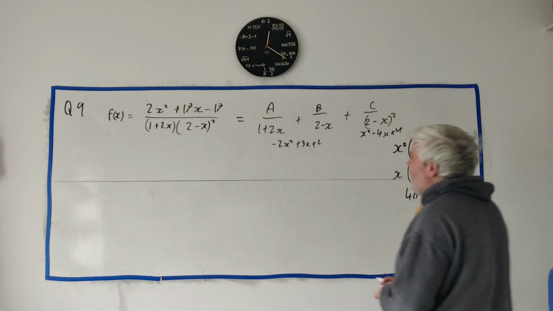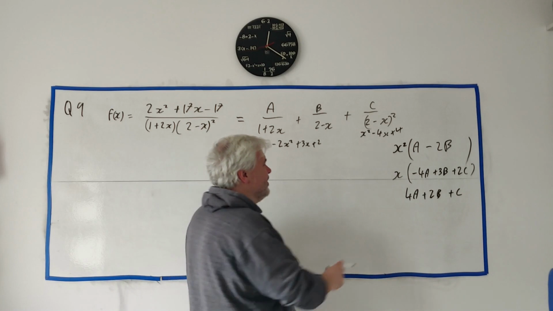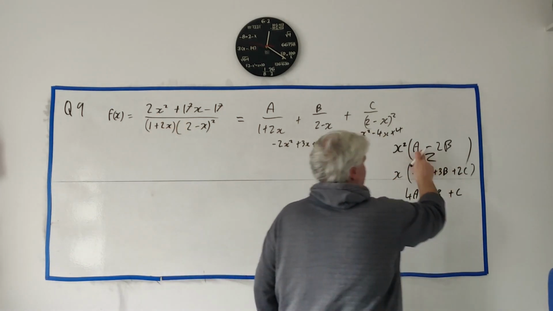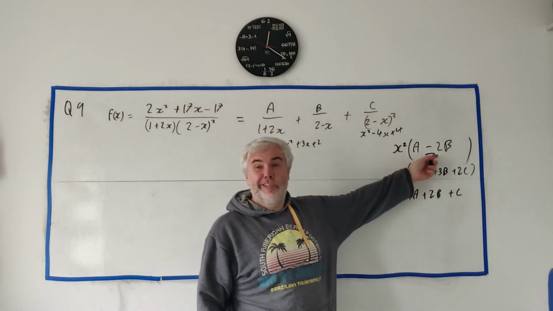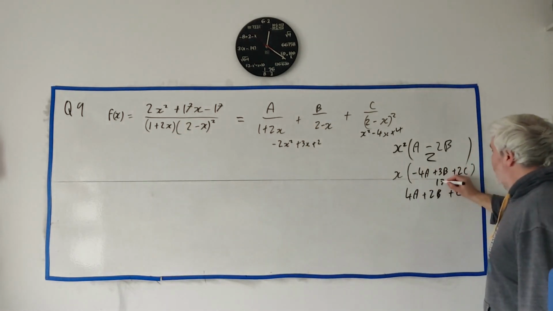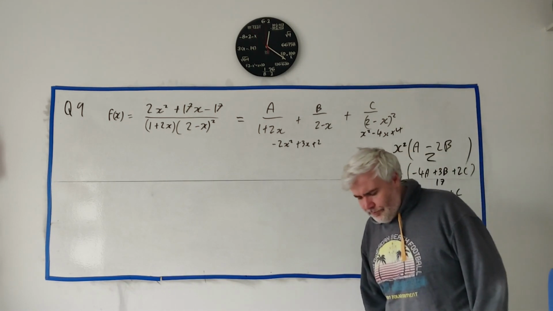So this is what I tend to do, and I could have done this the other way as well. And then I just say, well, the x squared term must be 2. A minus 2b must equal 2. The x term must be 17. And the number term must be minus 17. That's how I tend to do it.